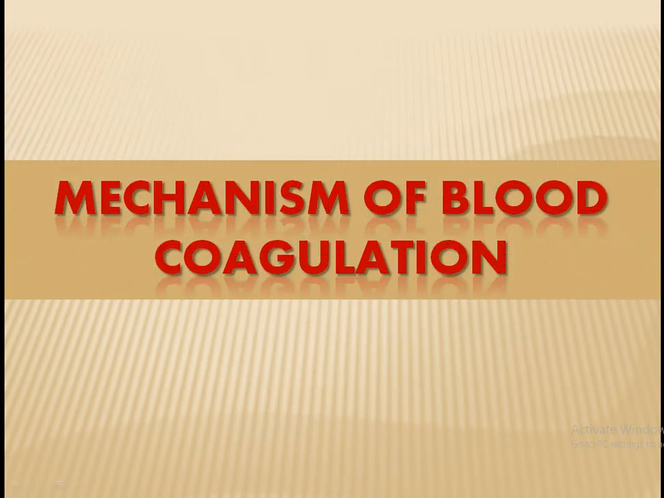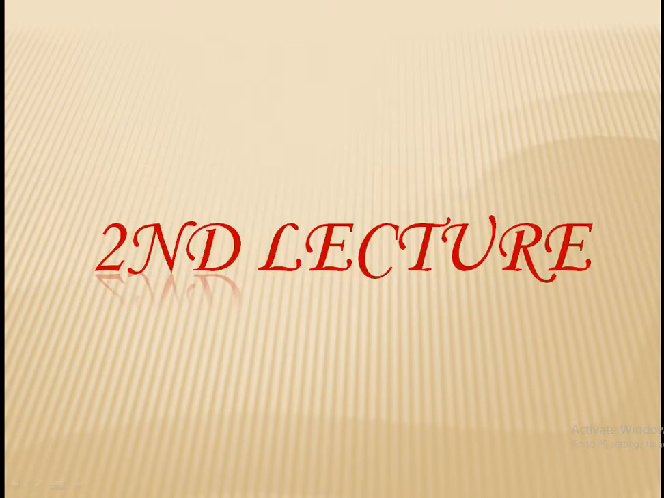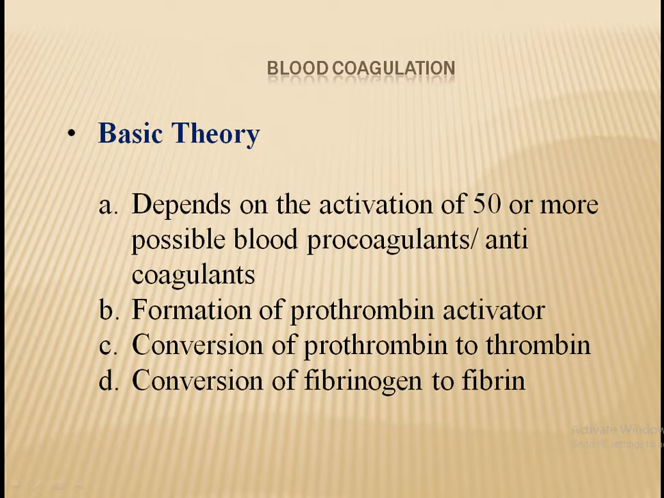Dear students, today we will study the mechanism of blood coagulation. Regarding blood coagulation, the basic theory is that it depends on the activation of 50 or more possible blood procoagulants. Here I should clear up the difference between procoagulants and anticoagulants. Procoagulants are the specific agents which promote the process of coagulation, while anticoagulants are the agents which oppose the process of coagulation.